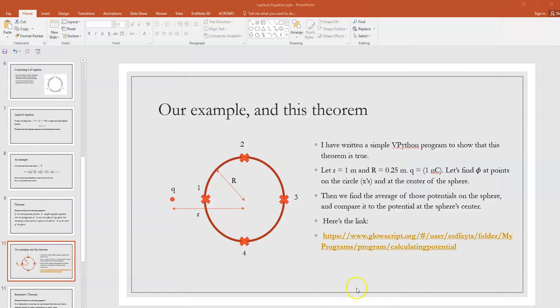So I think that shows that this theorem is true: that if you look at the average of the potentials over the surface of any sphere, in a region that satisfies this Laplace equation, it'll equal the value at the center.